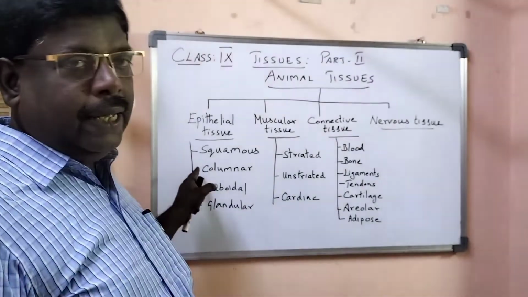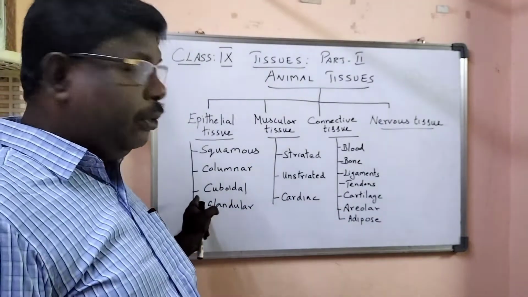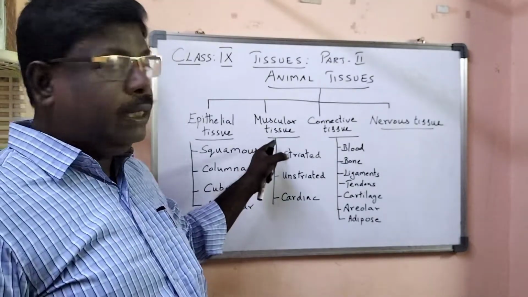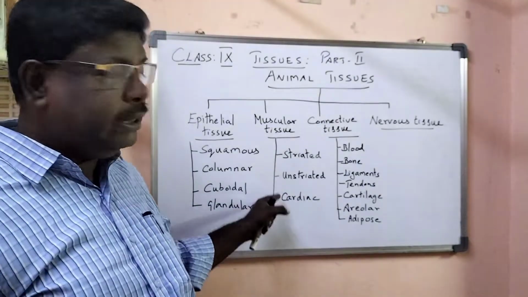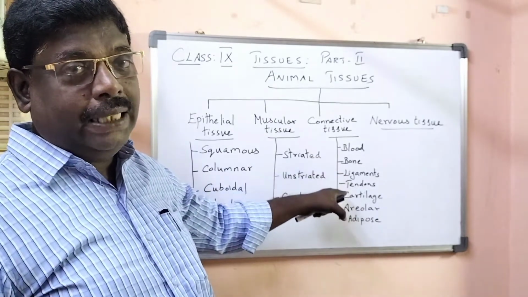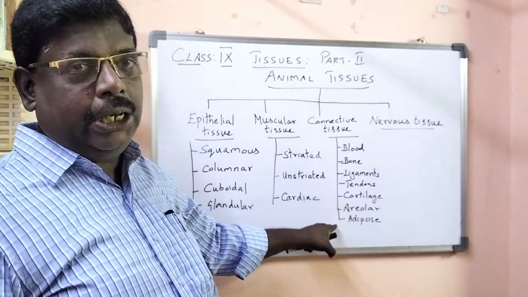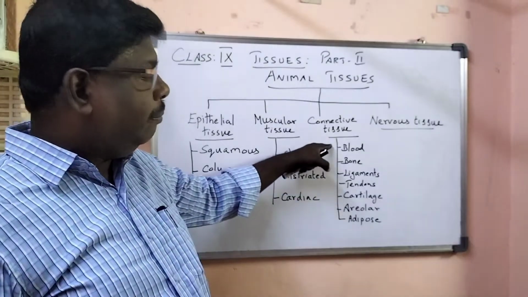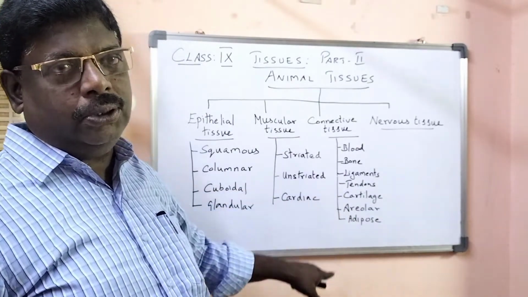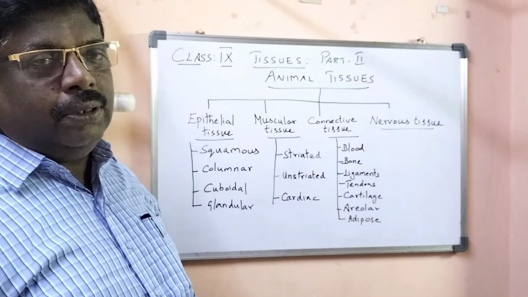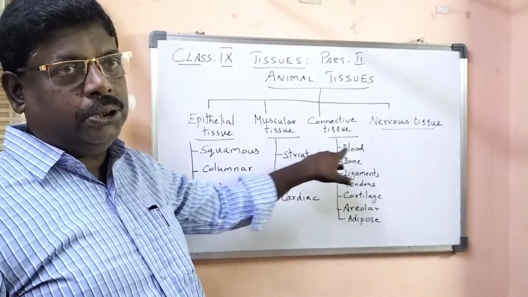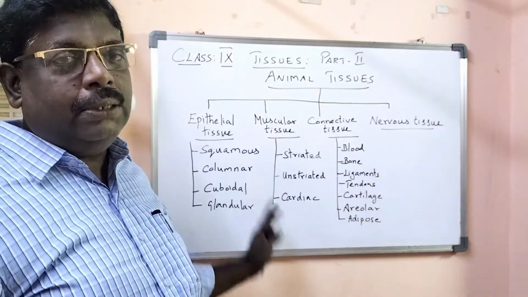Under epithelial tissue we have squamous, columnar, cuboidal, glandular. Under muscular tissue, 3 types: striated, non-striated, cardiac. Under connective tissue: blood, bone, ligaments, tendons, cartilage, areolar, adipose. And under nervous tissue, of course, we have several neurons. So these are the 4 types of animal tissues. Let us see one by one.